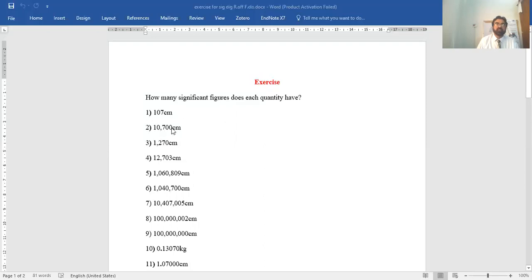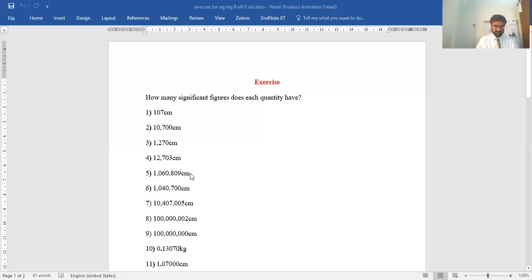10700, if there is no decimal point, then 1, 2, and 3, that is 107, are considered to be significant, whereas the rest of the 2 zeros are considered to be non-significant digits. So there are 3 significant digits. In the number 1270, if there is no decimal, then this 0 is considered to be a non-significant 0, and there are 3 significant digits. 12703 has 5 significant figures because this 0 is a sandwich one. It is between the two non-zero digits.